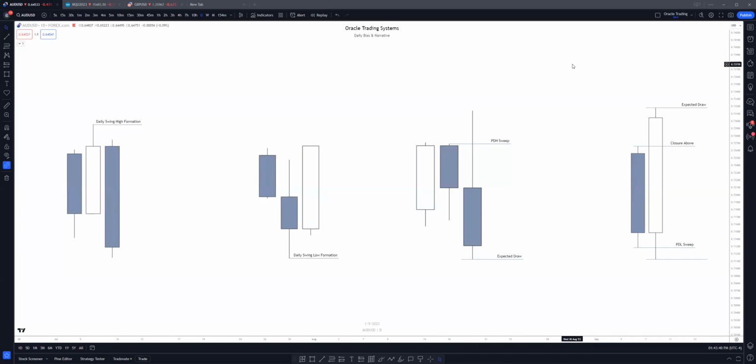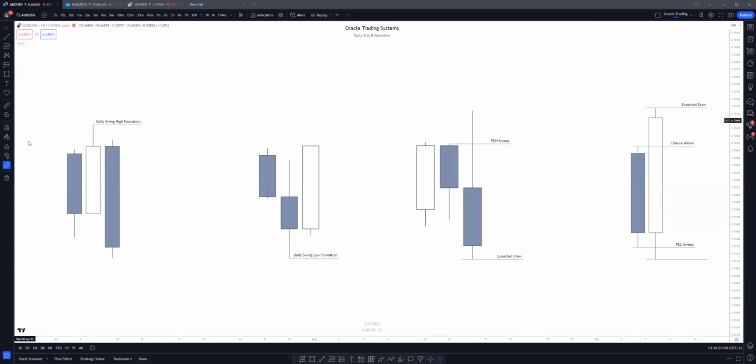Okay. So before we get into the actual charts, we have to understand what we're looking at when we're reading daily and weekly, or even monthly candles. It's applicable to all of the very high time frame candlestick charts. In these examples we're just going to be talking about daily, but this is all applicable for weekly and monthly as well. We need to understand what a daily swing high formation is, what a sweep of the previous day is, and how this affects our expected draw.